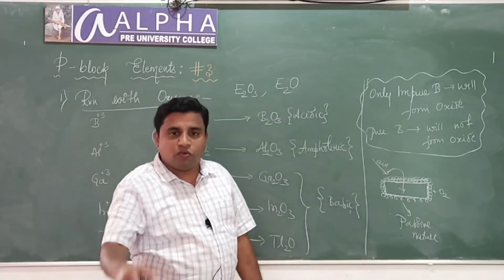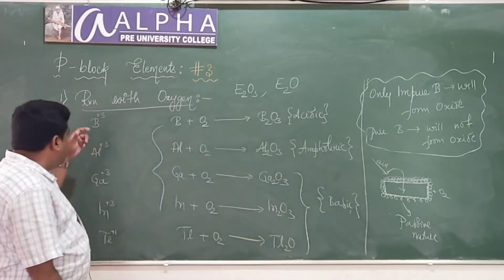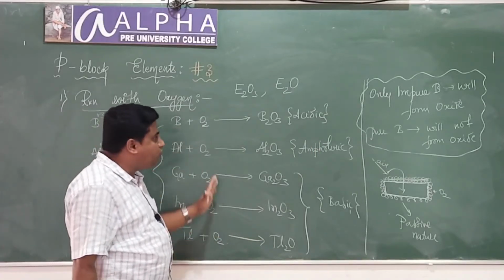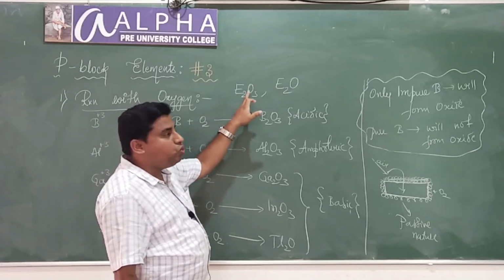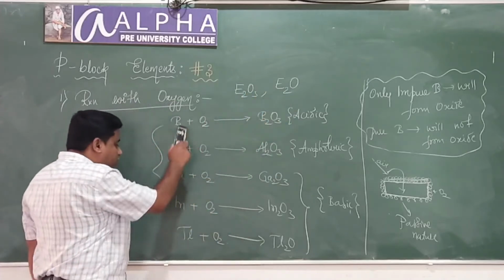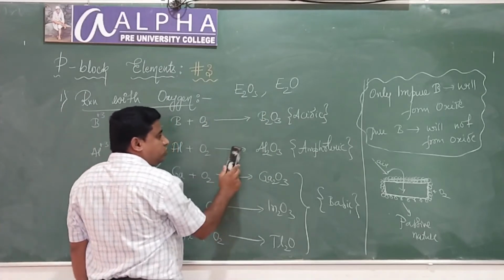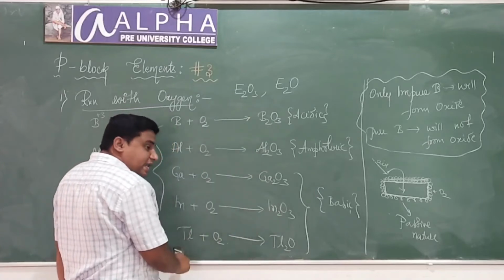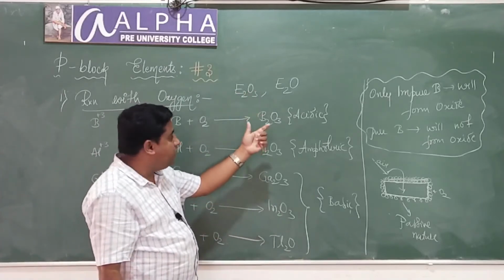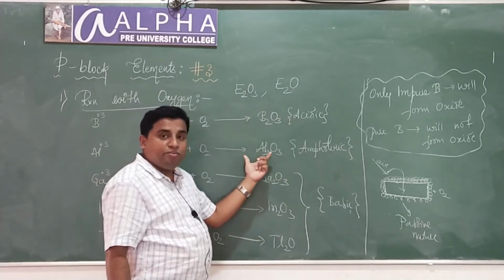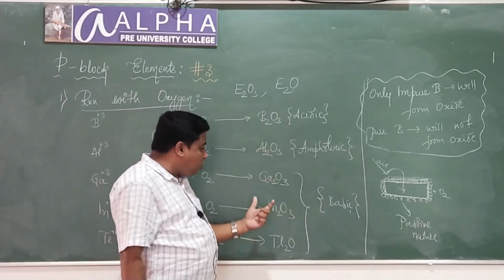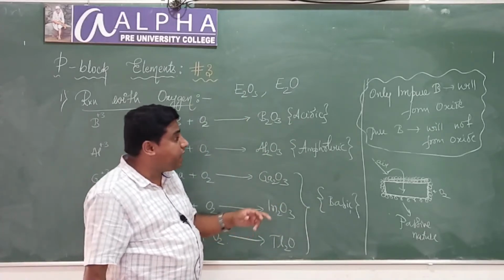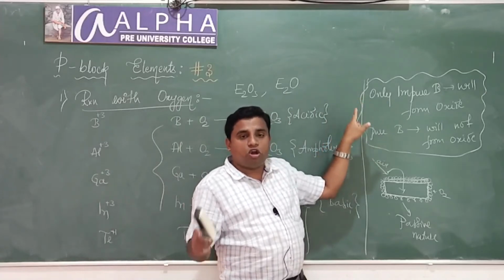Once more I will summarize. All these boron family elements react with oxygen to form two types of oxides: E2O3 and E2O. From boron to indium, they form oxides of the type E2O3, that is B2O3, Al2O3, Ga2O3, In2O3, whereas thallium will form an oxide of the type E2O. Boric oxide is acidic in nature, aluminium oxide is amphoteric in nature, and gallium oxide, indium oxide and thallium oxide are basic in nature. Understood? Only impure boron will react with oxygen, not pure boron.